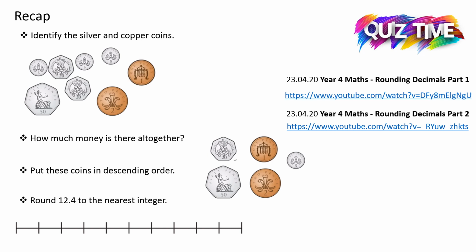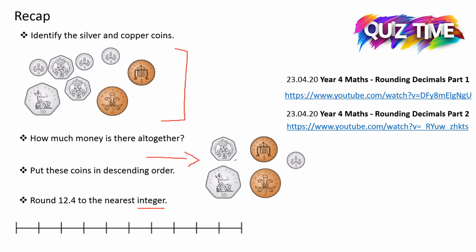Now we're going to be doing some recap. So I want you to read out the questions and write it down in your books. Identify the silver and copper coins. How much money is there all together? So from all of these, how much money is there? Put these coins over here in descending order and round 12.4 to the nearest integer.